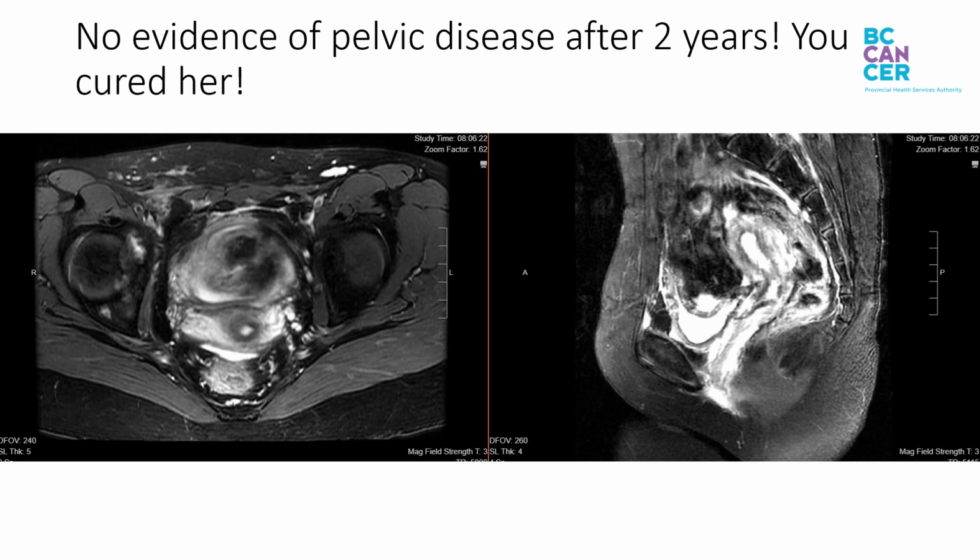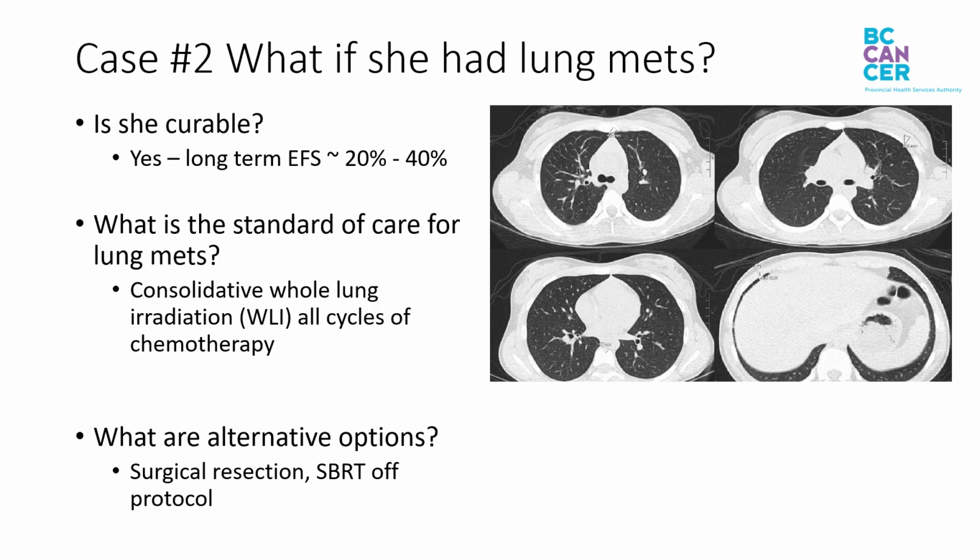For our patient, she was essentially cured of her disease, and after 2 years, her MRI demonstrated no evidence of disease. Now, a common scenario in Ewing sarcoma is that patients come with lung mets, and as many of us know, this still represents a curable condition, and long-term event-free survival is measured at approximately 20 to 40%.